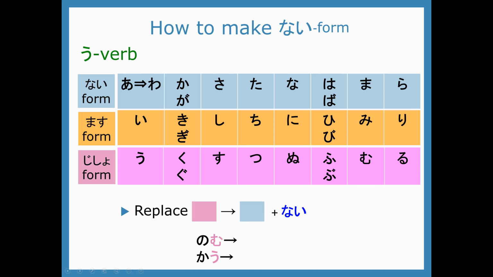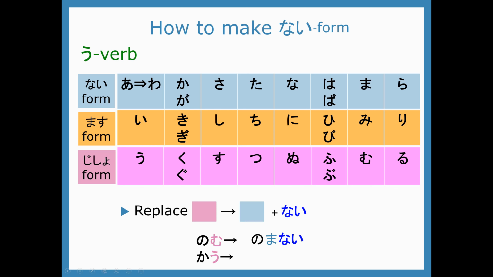So let's take a look at some examples. Here we have nomu. We want to replace the oo in mu with an ah. So we get noma, nomanai.